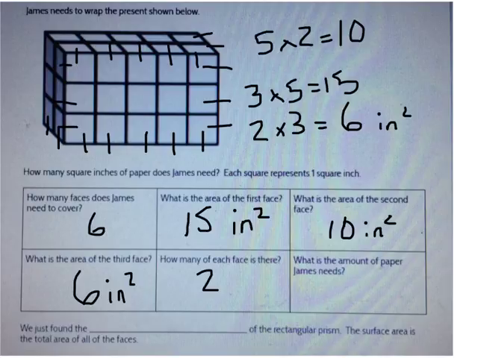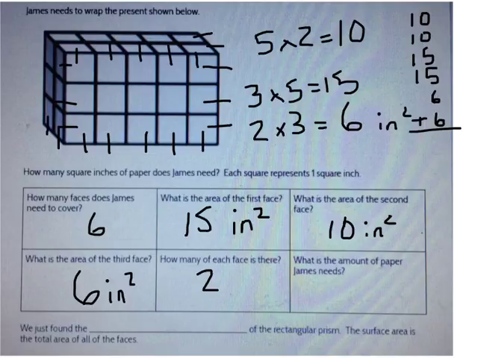To find the amount of area of paper James needs, I need to add all of those faces' areas together. So I'm going to add 10 plus 10, plus 15 plus 15, plus 6 plus 6. I have to add every single face. Go ahead and add that now. What's the total area of the faces that James needs to cover? The total area of the faces James needs to cover is 62 inches squared.